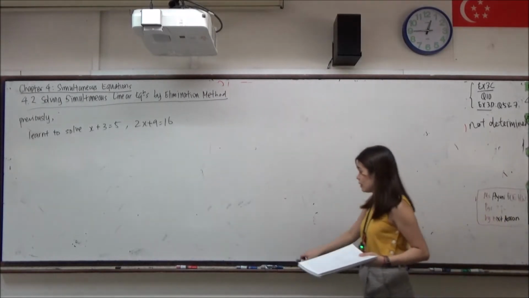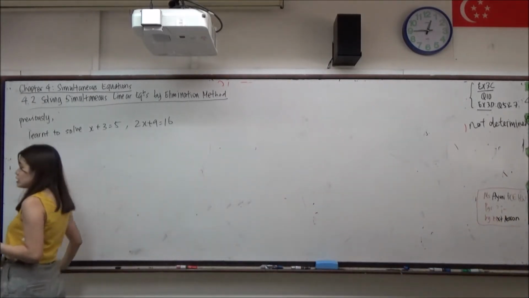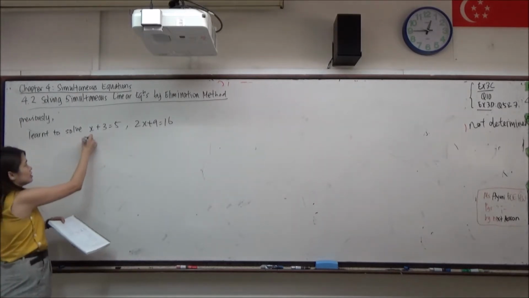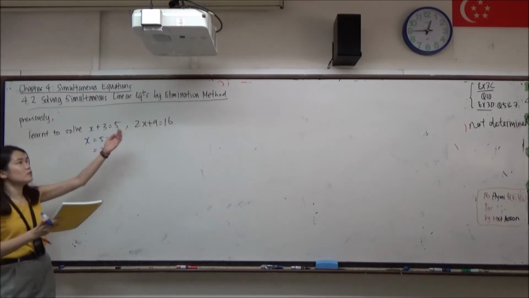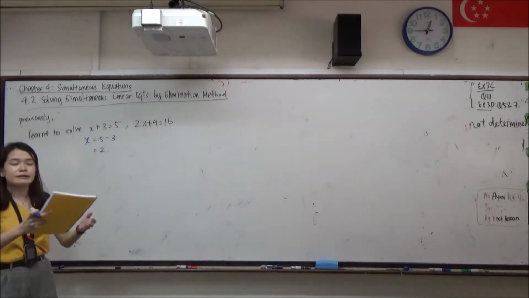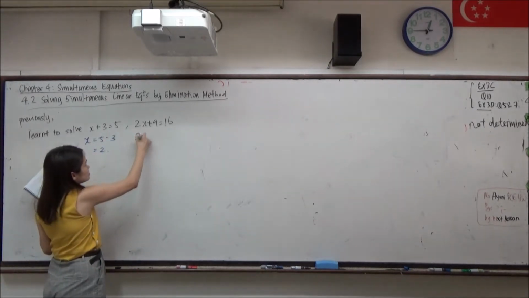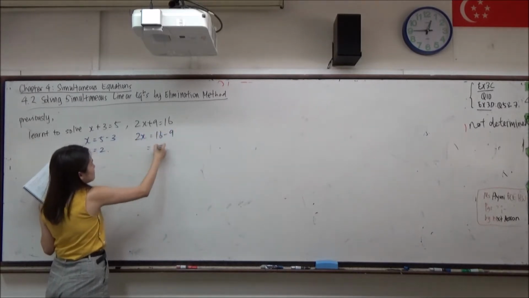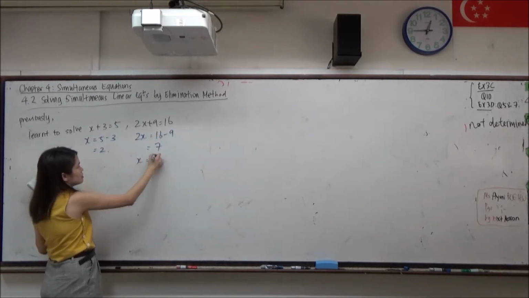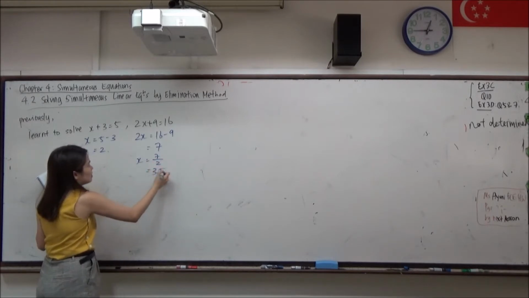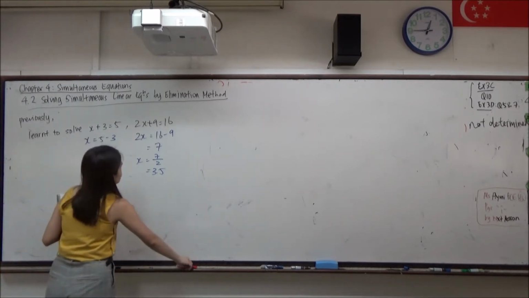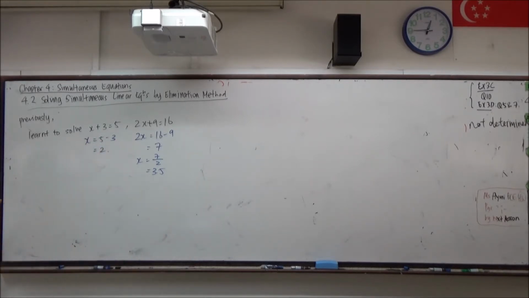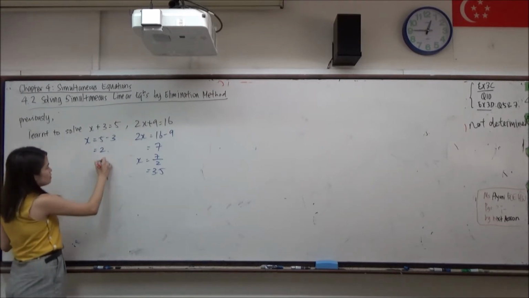Very quickly, can someone tell me x plus 3 equals 5, what is x going to be? 5 minus 3, that's 2, right? Then 2x plus 9 equals 16, what do we get? 2x equals 16 minus 9, so that's 7, and we see that x equals 3.5. So when given an equation like that, we find that there is only one solution.